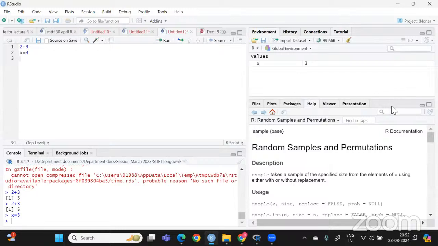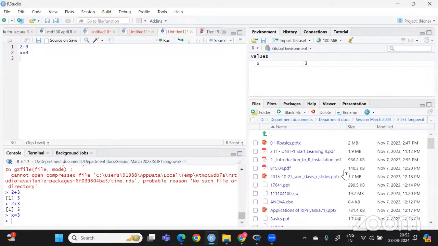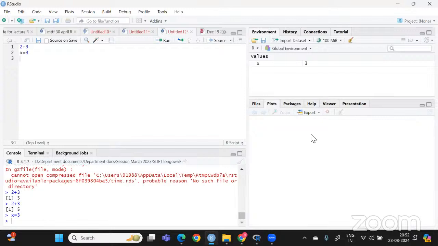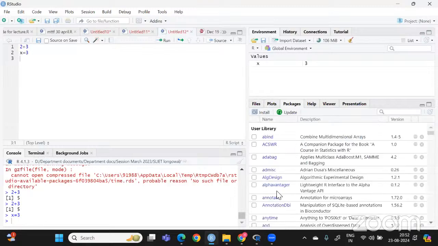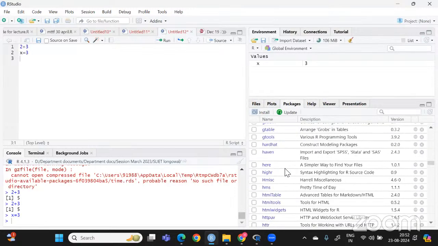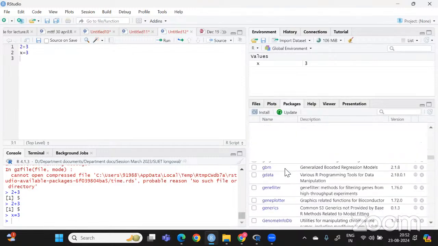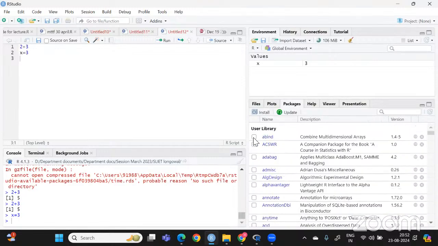At the bottom there is another pane with Files, which shows which files are in my working directory. I can change my working directory also. The plots we construct will be shown here, and how many packages I have installed in my RStudio can be seen from here. It takes some time because we are using the internet. These are the packages I have installed in my system. But if I want to use any other package, I have to check it.